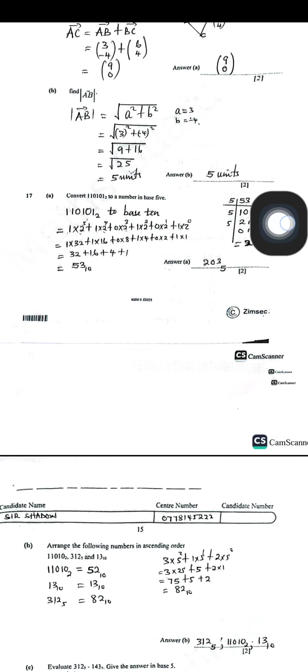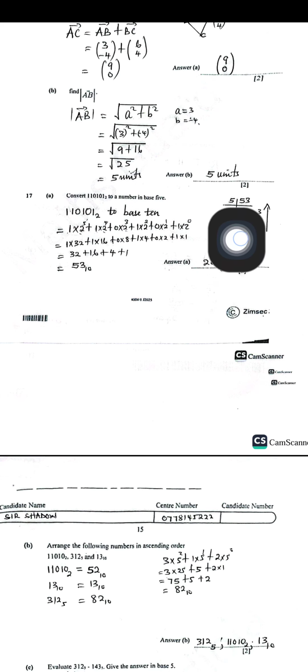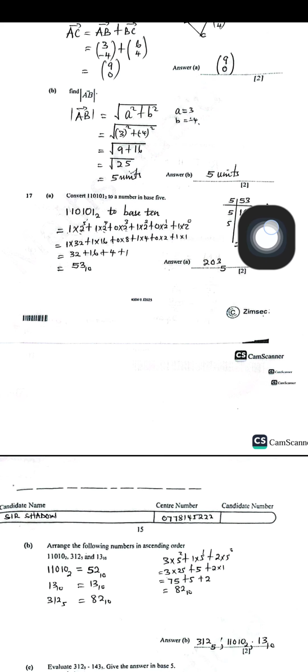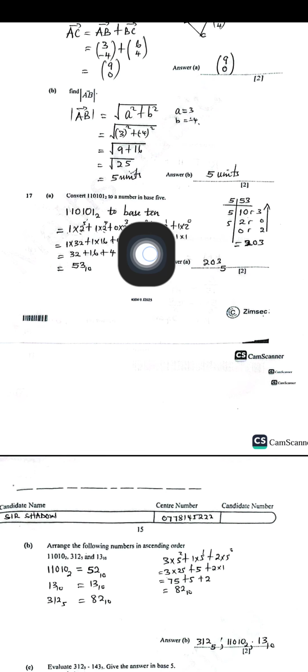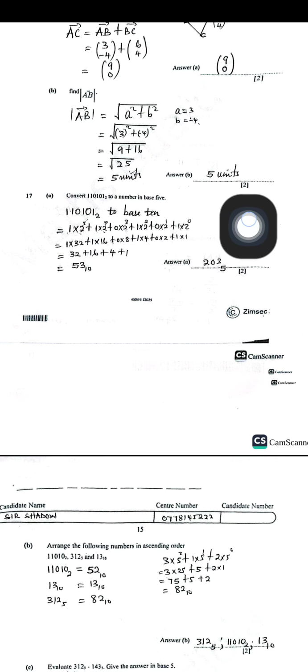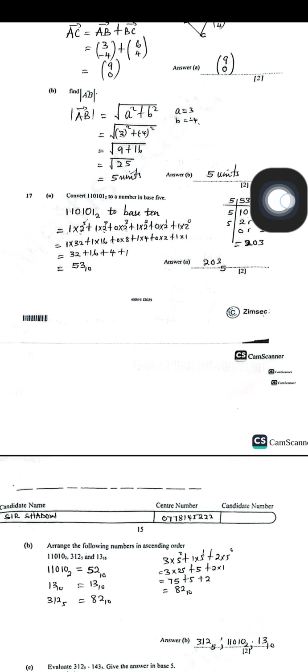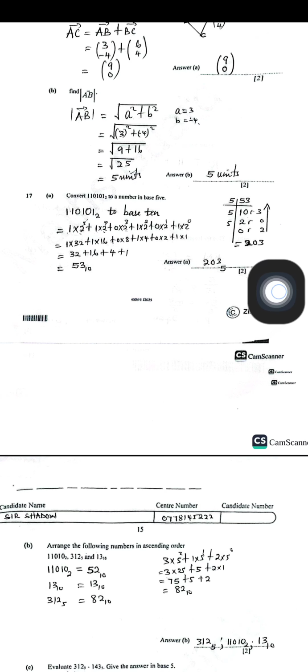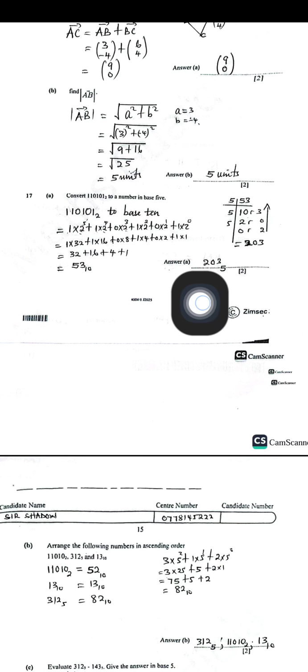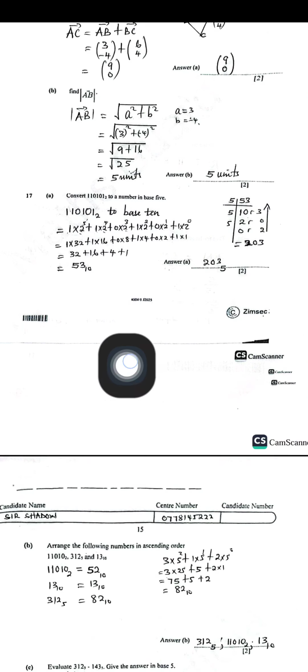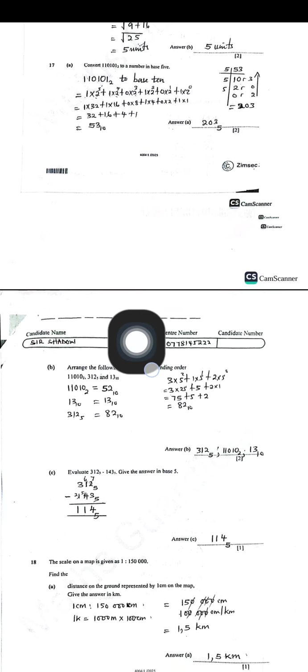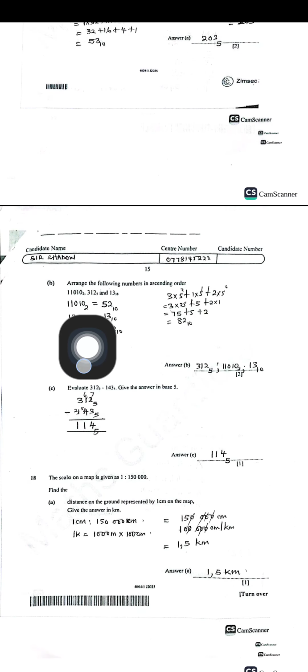You just draw something like a division. You put 53 right here, and as we are converting, you put 5 right here. So 5 into 53 is 10, remainder 3. 5 into 10 is 2, remainder 0. 5 into 2 is 0, remainder 2. Then you put an arrow upward from the bottom to the top. So you get 203, which is the number in base 5, 203 base 5. That becomes the solution.